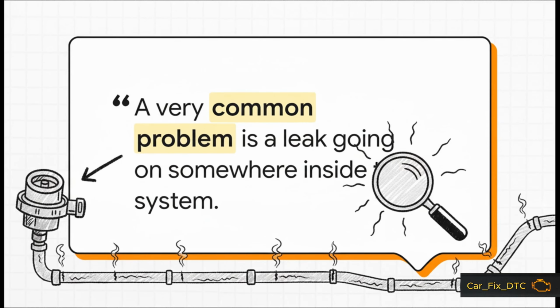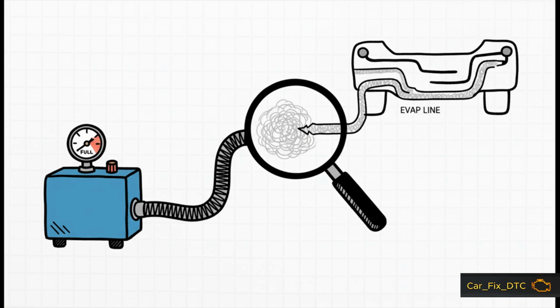But really, after the purge valve itself, the next most likely culprit is a teeny tiny leak somewhere in one of those hoses that run from the back of the car to the front. And these can be a real pain to find just by looking. This is where the pros have a neat trick up their sleeve.